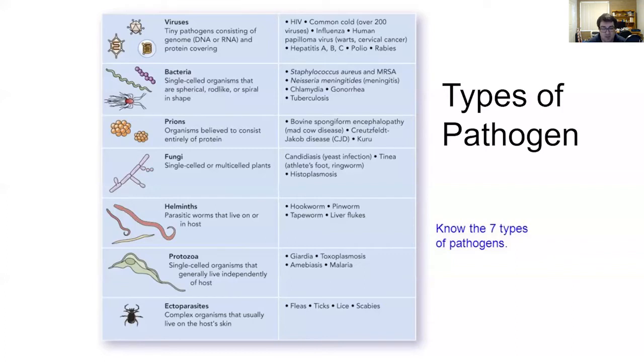We have ectoparasites. These are complex organisms that usually survive on the skin of a host. All right, these include fleas, ticks, lice, and so forth. Just repeating myself, there's additional information on some plant pathogens in the notes just for you to review.